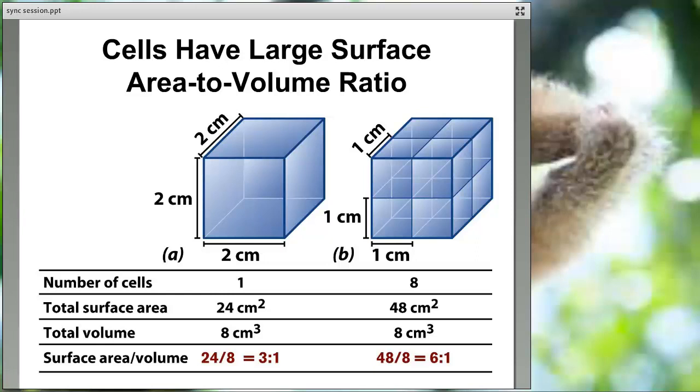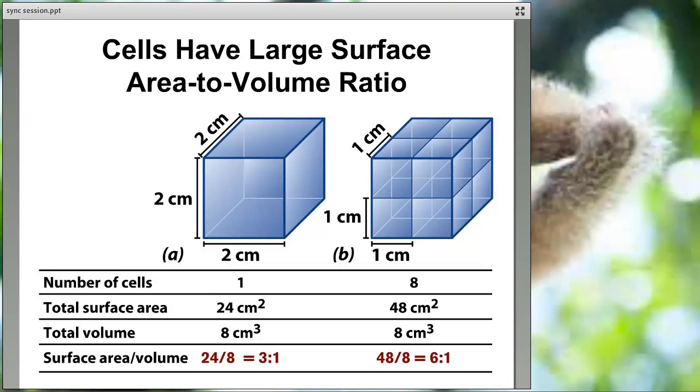So this slide here is an important concept in your project 2, the cell size. Cells have to have a large surface area to volume ratio. The surface area represents the cell membrane, and the cell membrane is how things come into the cell and leave the cell. And then the volume represents all of the stuff inside the cell membrane.